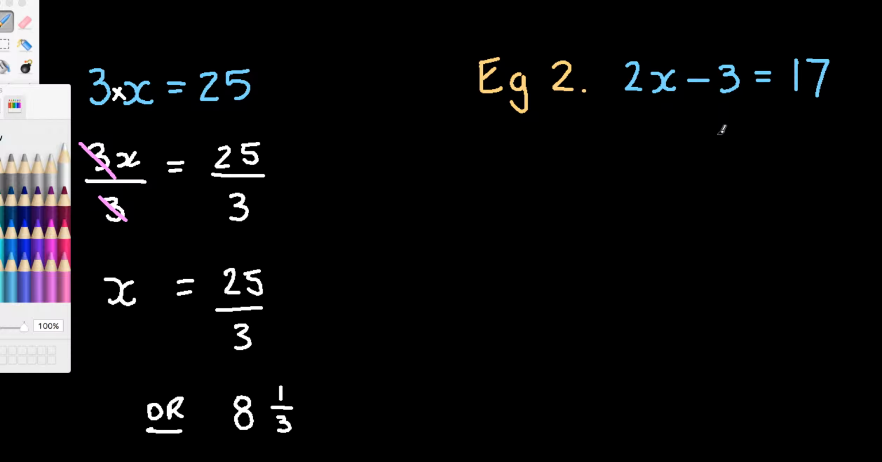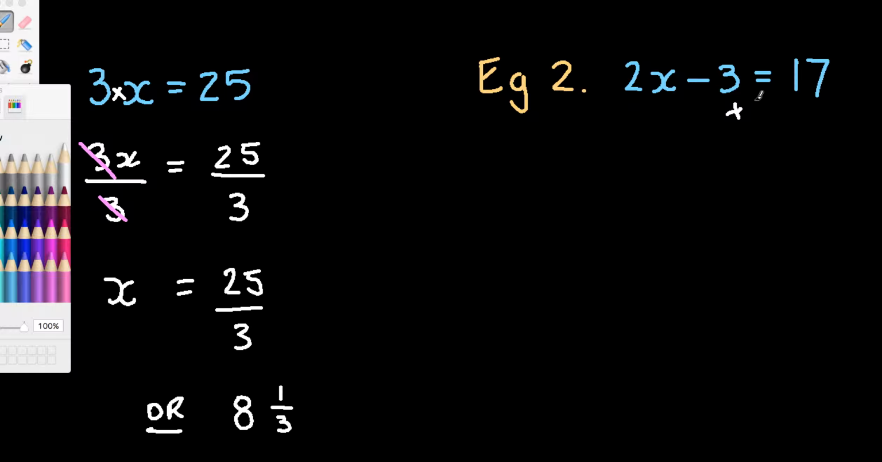Because when I work backwards, I don't want to actually work with this 2 times x just yet. The reason is that's what happened first in this sentence. It was first multiplied by 2 and then 3 was taken away. So if I'm working backwards, I have to work with this bit first and then I work with the 2. Sometimes that can be a little bit confusing, and I understand that, and that's something that we can talk about in class if you're still a bit unsure.